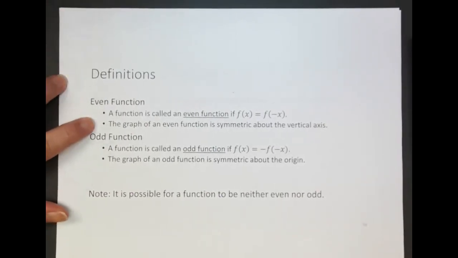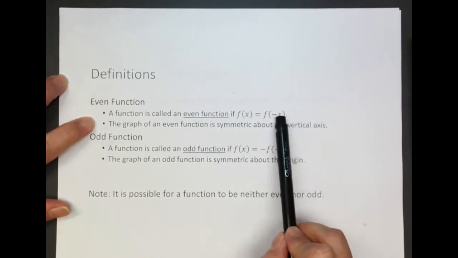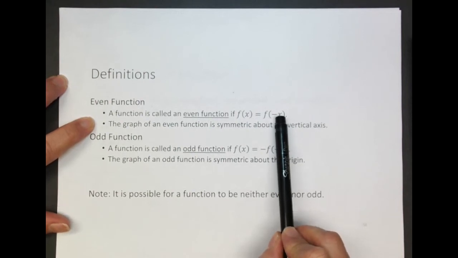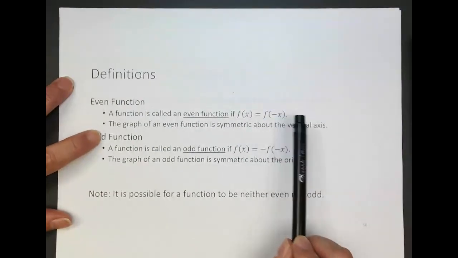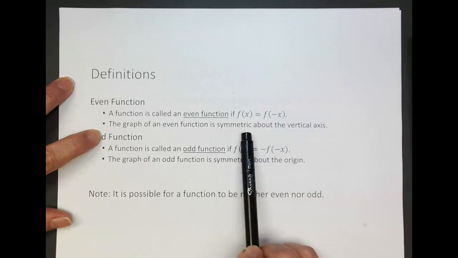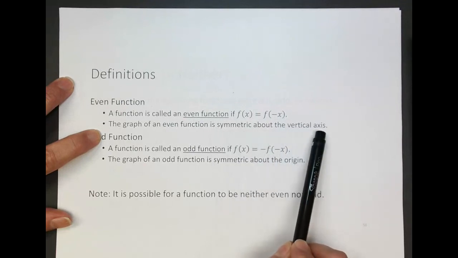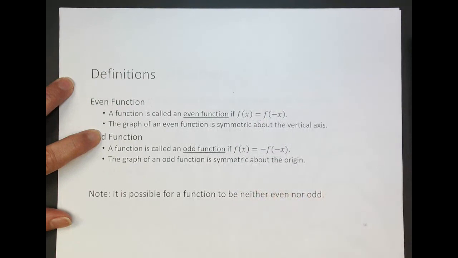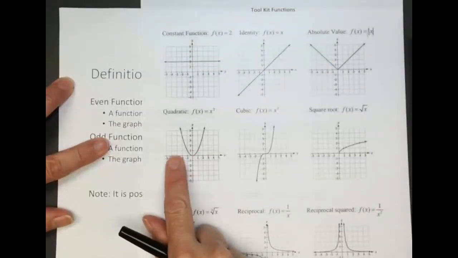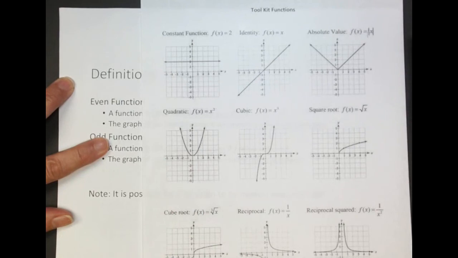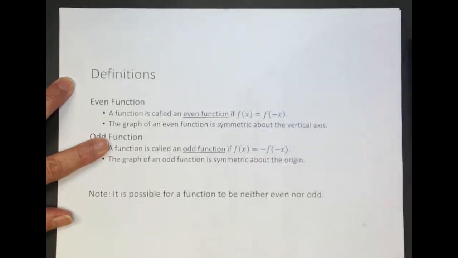Okay, an even function is one that when you substitute -x in for all the x's, it turns out to be the same function after you simplify. So f of x equals f of -x. When we graph even functions, they are symmetric about the vertical axis. What does it mean? It means when you flip them over the vertical axis, they look exactly the same. The perfect example of an even function is the quadratic function. Flip that parabola over the y-axis, and it looks exactly the same.